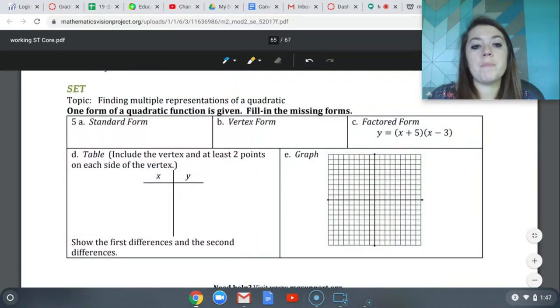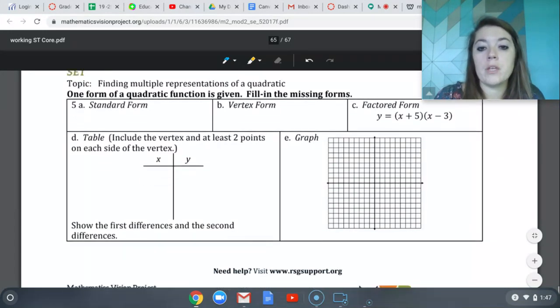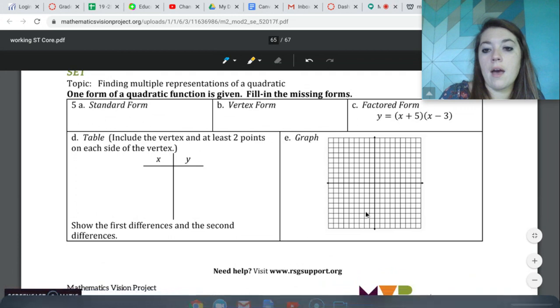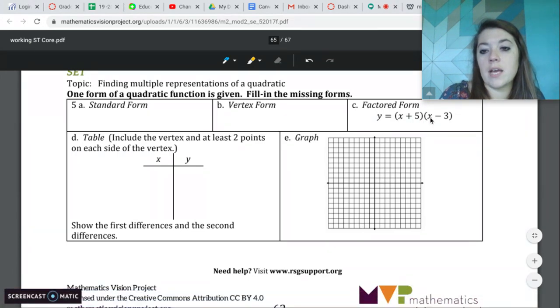All right, the next part, finding multiple representations of a quadratic. One form of a quadratic function is given. Fill in the missing forms. So we've got standard form, vertex form, we've got a table, we've got a graph, and we have factored form. What we're given in this one is factored form. So we need to convert it to standard form and then vertex form, and then we'll have our table, and then we'll graph it out. So we have x plus 5 times x minus 3.